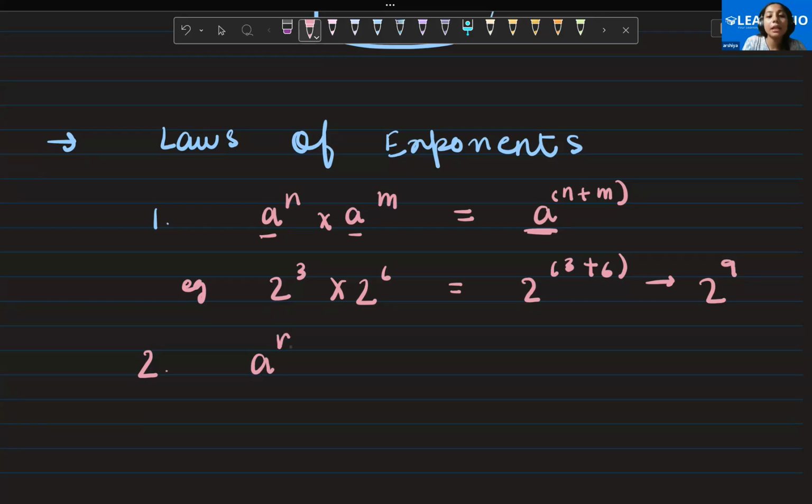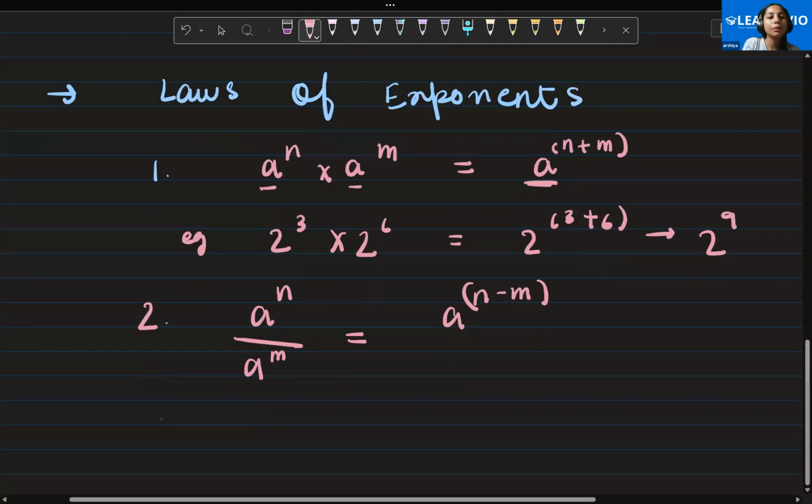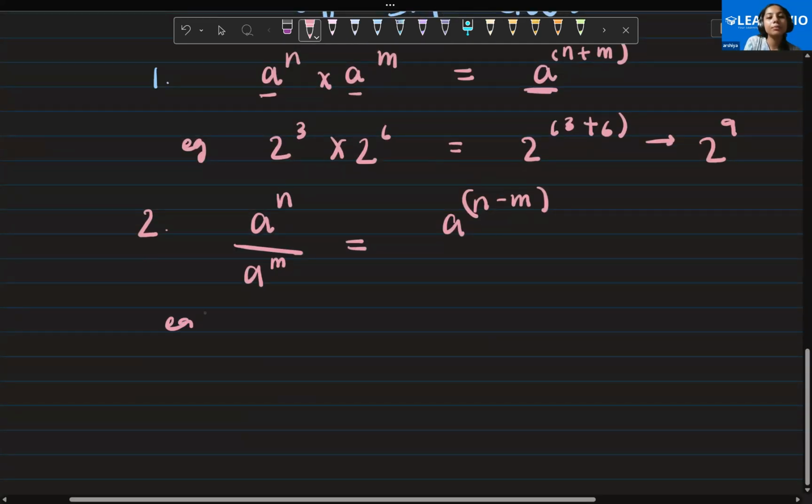So now the second law is also similar. Again we have same bases, different powers, but instead of multiplication, this is division. So a raised to the power of n and a raised to the power of m. Instead of adding the powers, we subtract the powers. So n minus m. We'll always subtract the power in the denominator from the power in the numerator. Again, let me give you an example.